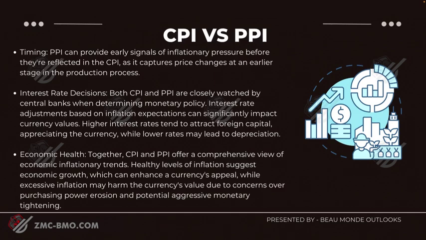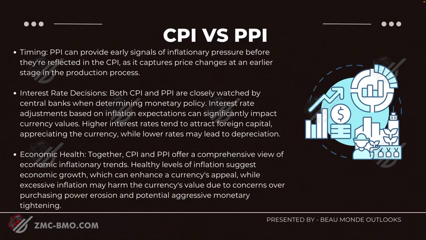PPI captures price changes at an earlier stage in the production process. Interest rate decisions are, of course, all important for us FX traders, and both CPI and PPI are closely watched by central banks when determining monetary policy. Interest rates are, of course, adjusted based on inflation expectations, and they can significantly impact currency values. Higher interest rates tend to attract foreign capital, appreciating the currency, while lower rates may lead to depreciation.